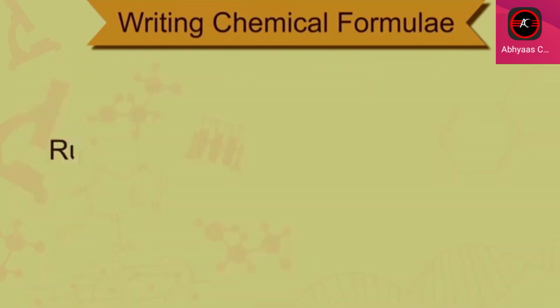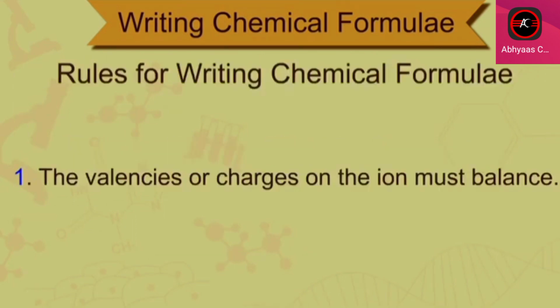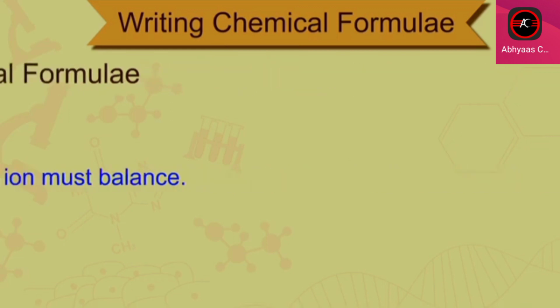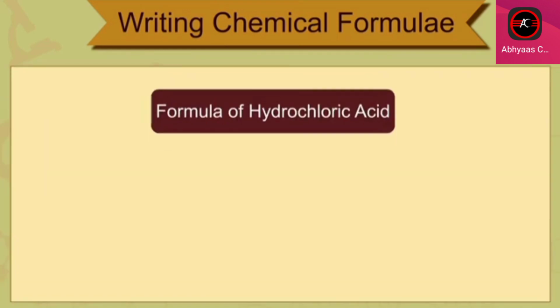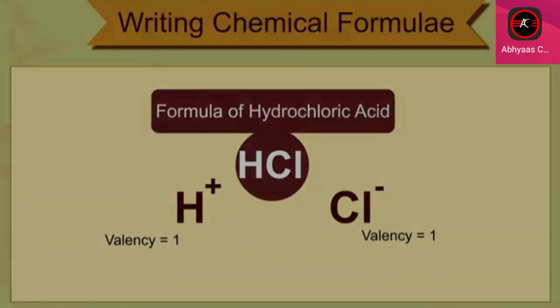Let us now look at the rules for writing chemical formulae. 1. The valencies or charges on the ion must balance. For example, the formula of hydrochloric acid compound is HCl, where the valency of both hydrogen, H+, and chlorine, Cl-, is 1, which is balanced in this formula.